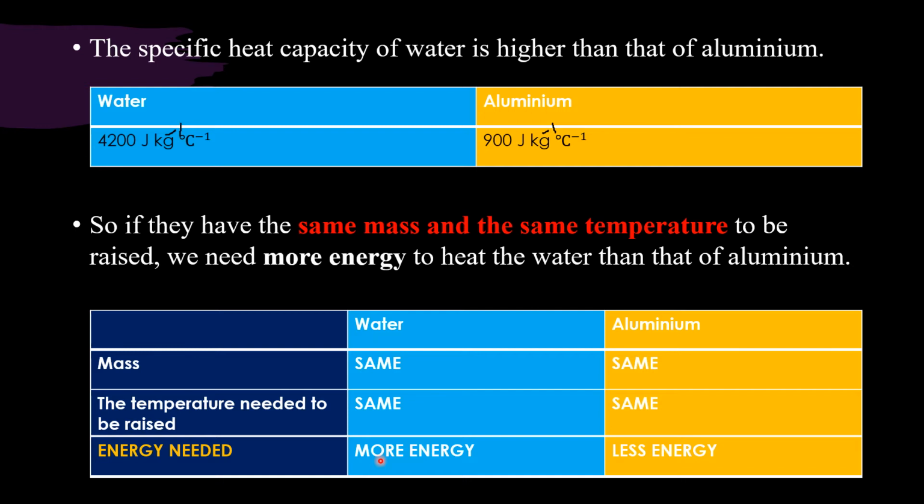So that's the reason why you need to know how long you have to boil the water, or how long you can actually heat the aluminium to 100 degrees Celsius, something like that. Given that we raise the temperature by the same amount, and the mass is also the same to make a fair test, the water will need more energy because it has a high specific heat capacity. So the higher the specific heat capacity, the more energy needed. The lower the specific heat capacity, the less energy is needed.